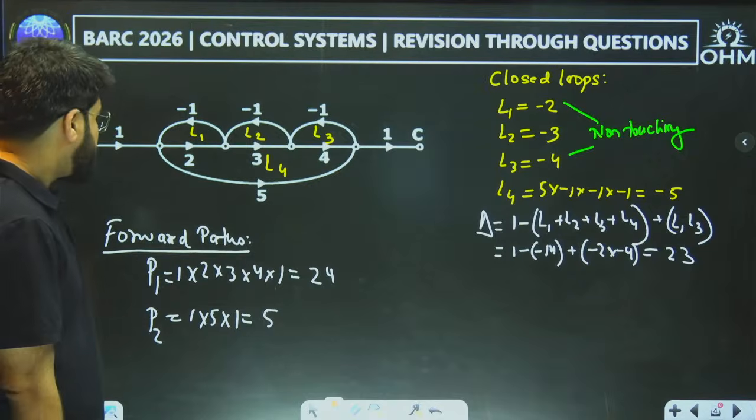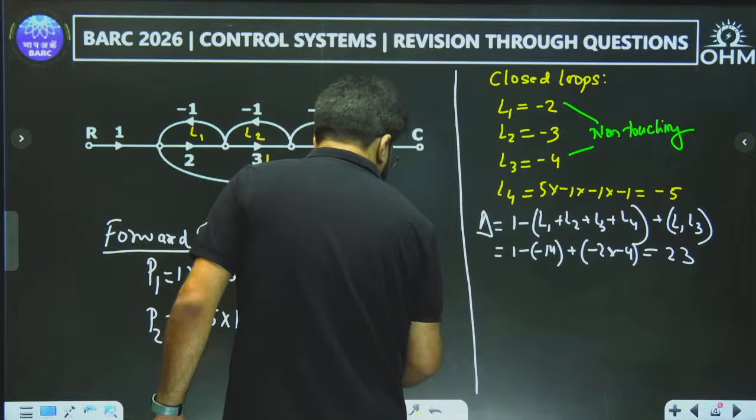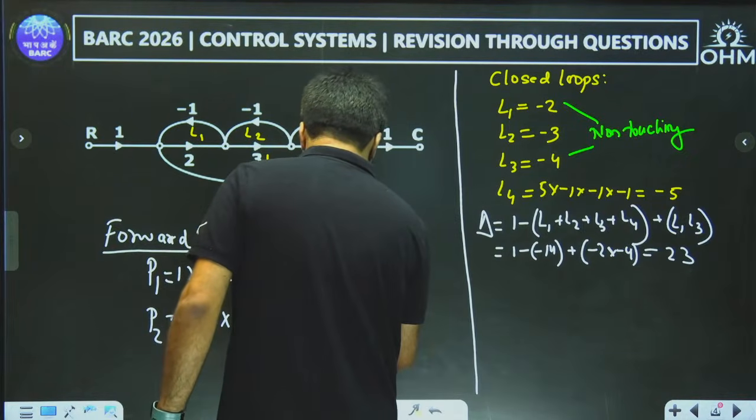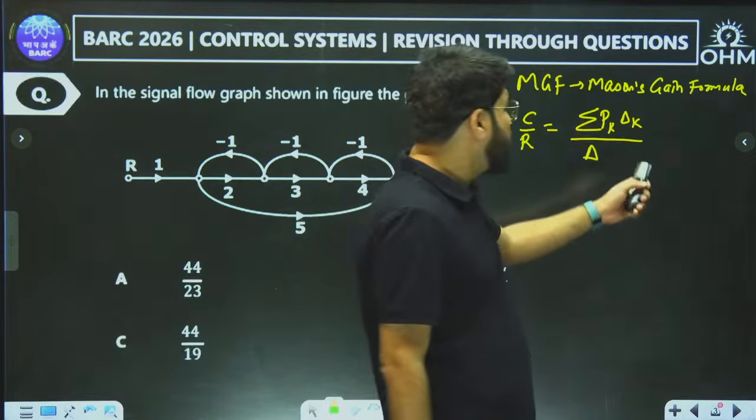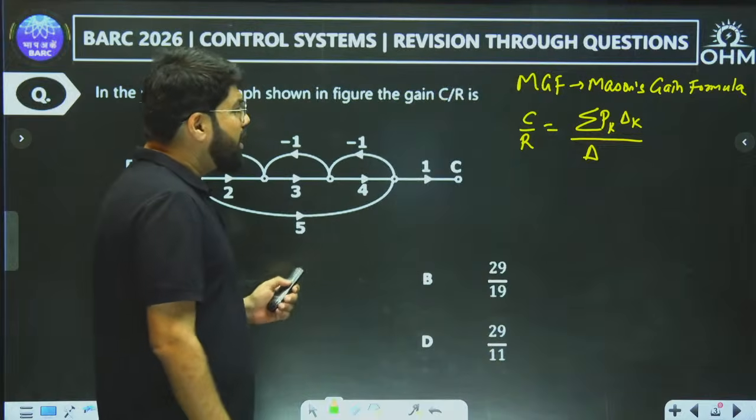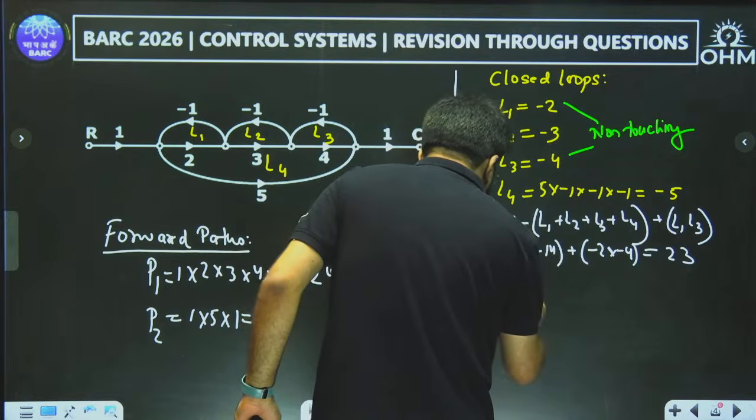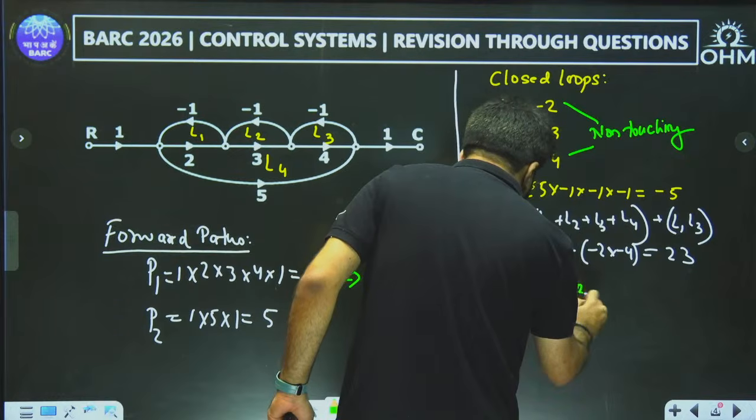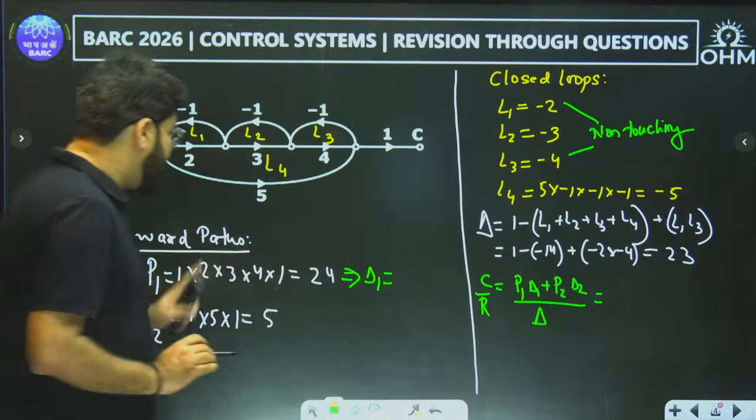Done? Okay. Now other than the graph determinant, let me also write down the path factor here. What is the path factor? Delta 1. What is the meaning of any path factor? As I told you, the formula is summation P k del k. How many forward paths did I get here? I got 2 forward paths. So my C by R should be written as P1 del 1 plus P2 del 2, summation for 2 forward paths, divided by delta, which we have calculated. P1, P2 we know. What is delta 1?